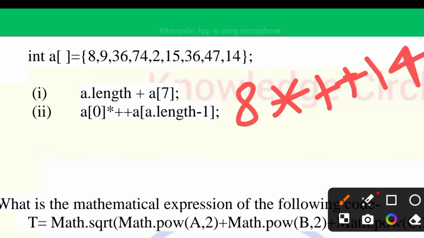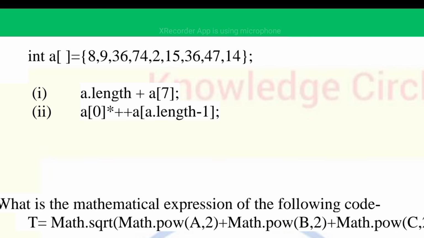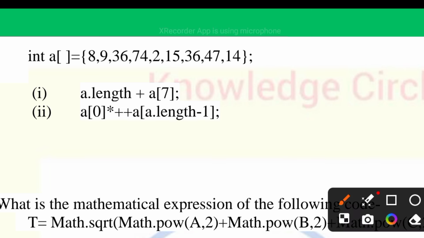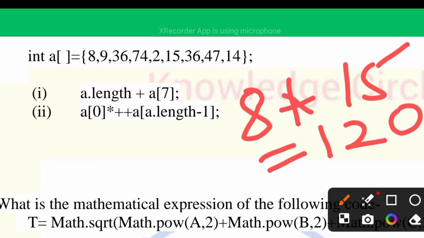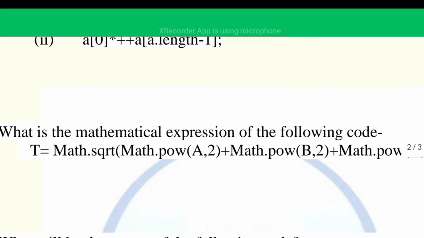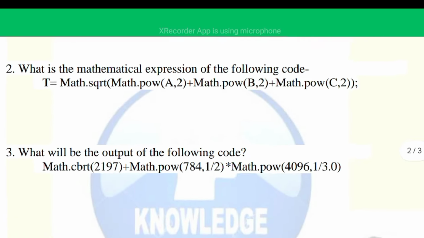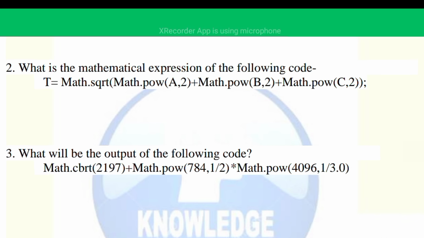Okay, but as you can see here, it is pre-increment. So the first value will be increased. So now it will be 8 plus 8 multiplied 15. Okay, and what will be the answer? It will be 120.